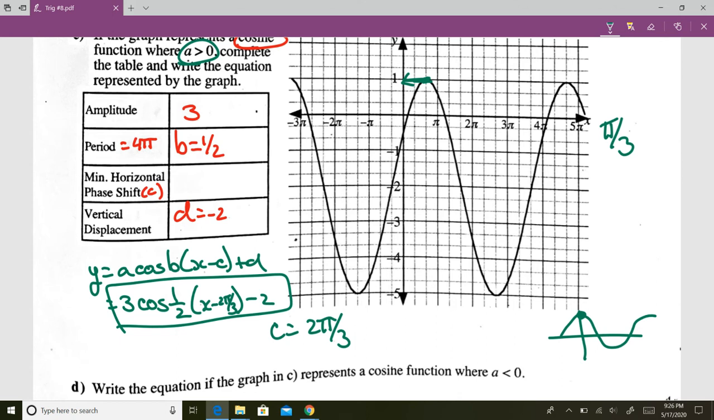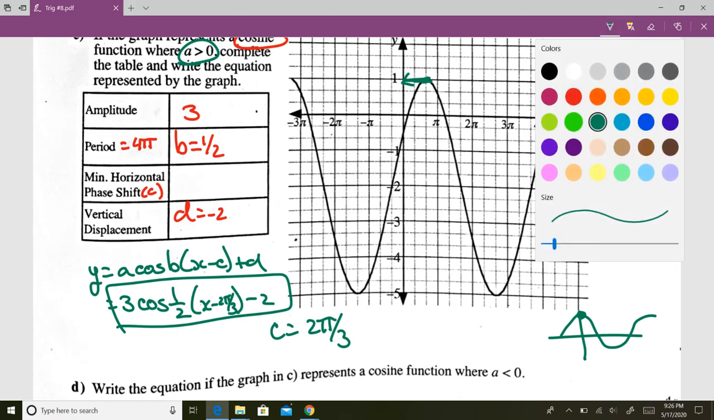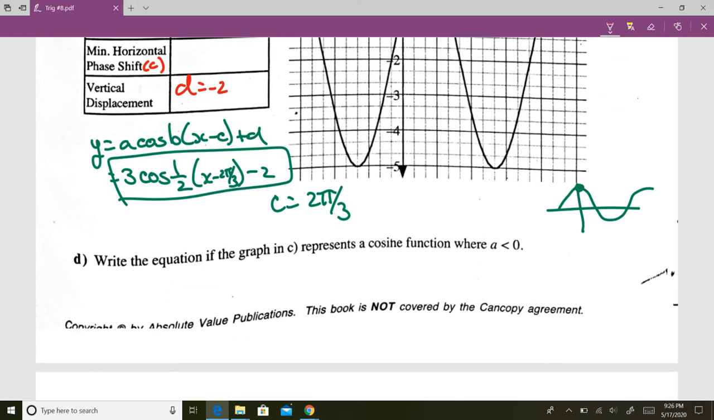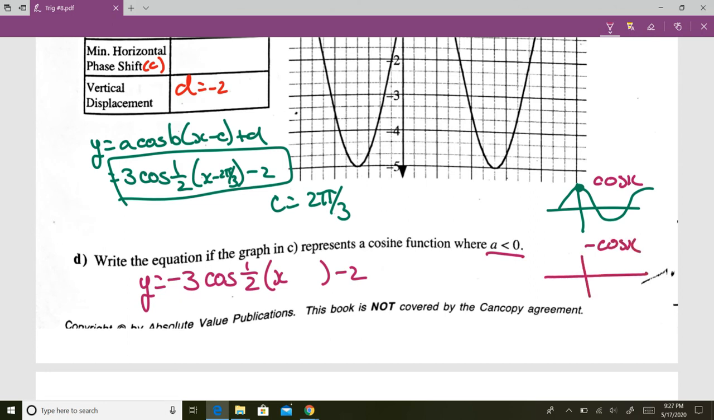That's what they're going to ask us to do. They're going to ask us to do it where a is negative. Well, that's easy. Make a negative. The c value changes, but the d value does not. Okay. There's your cos x. If I say negative cos x, that graph flips over the x-axis. And now it looks like this.